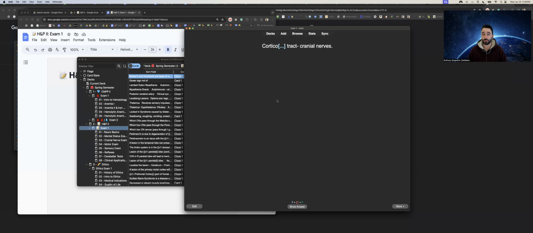Cortico blank tract: cranialis, bulbar. A pill rolling tremor at 4 hertz. This is Parkinsonian. Of the motor systems of the brain, the pyramidal system controls voluntary movements. A motor exam grade of 0 means no muscle contraction.